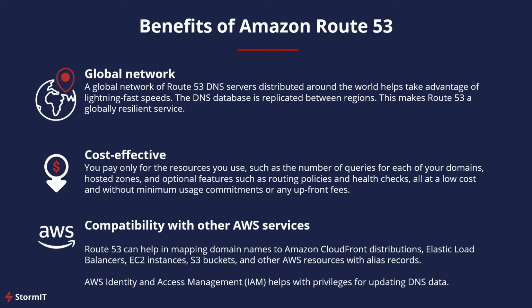So a global network of Route 53 DNS servers is distributed around the world to help you take advantage of lightning fast speeds. The DNS database is replicated between regions, and this makes Route 53 a globally resilient service, meaning it can tolerate failure in one or more regions and continue to operate.